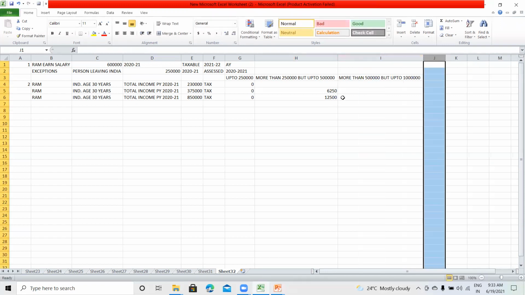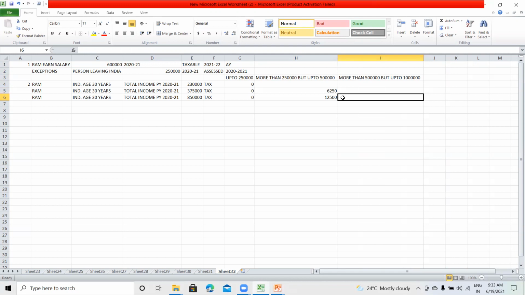In this case, the income more than 5 lakh is 8,50,000 minus 5 lakh, means the excess amount is 3,50,000 into 20%. In this case, the rate will be 20%. So the total tax paid by Mr. Ram, when his income is more than 5 lakh but up to 10 lakh, means if his income is 8,50,000, then he will pay 82,500 rupees as income tax.